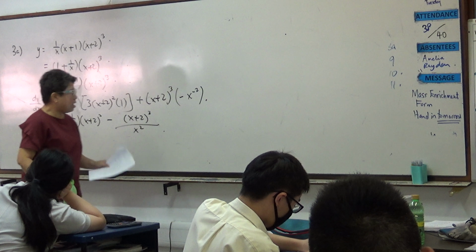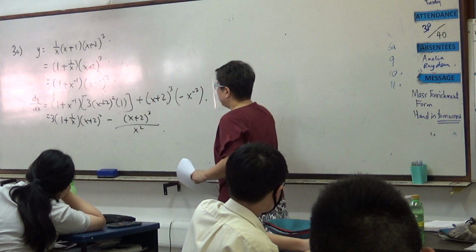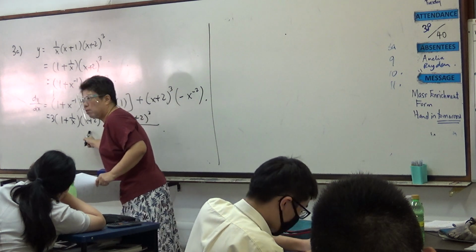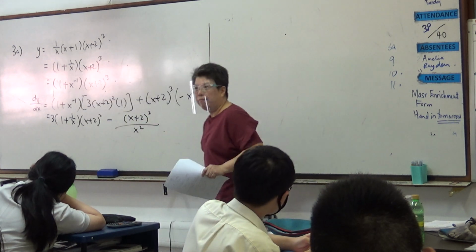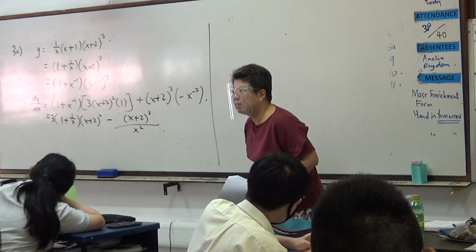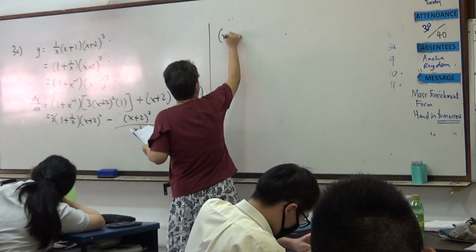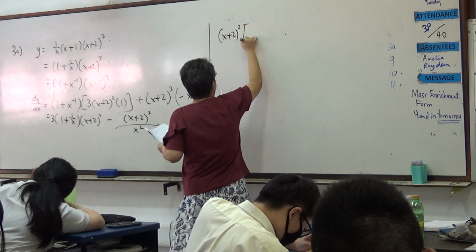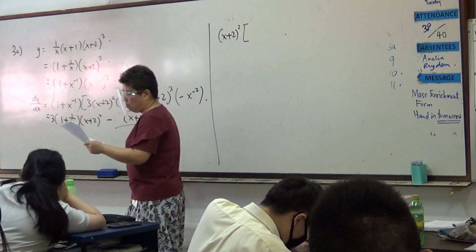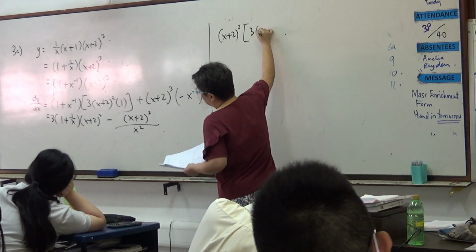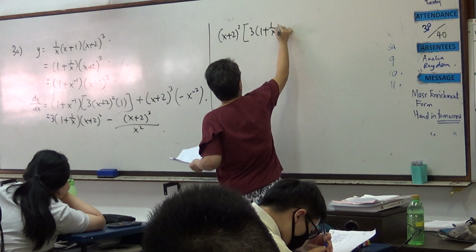this one, I have a common factor. What's the common factor? Can you see x plus 2 squared is a common factor? Everybody okay? Okay, I've already got x plus 2 squared. If I take this out, what is left? 3 bracket 1 plus 1 over x squared.